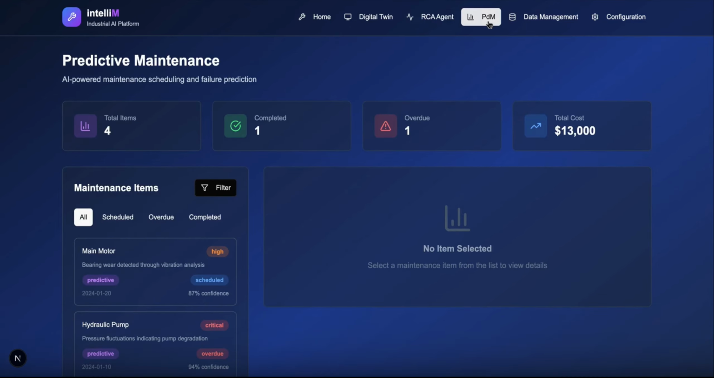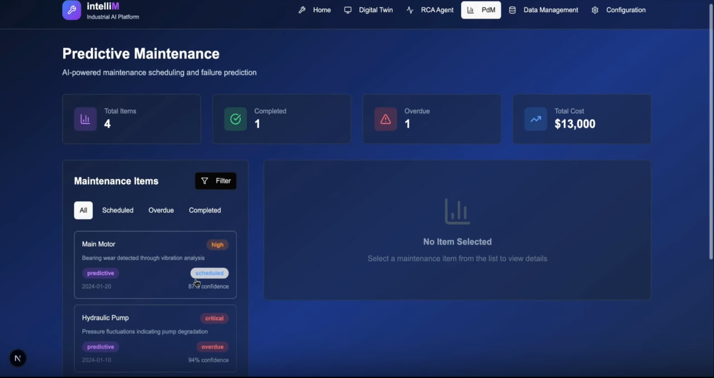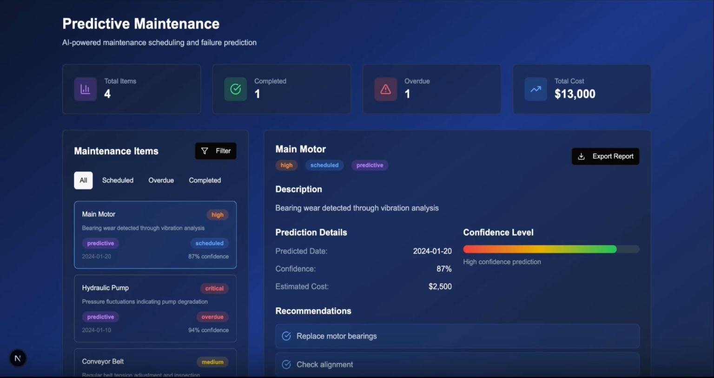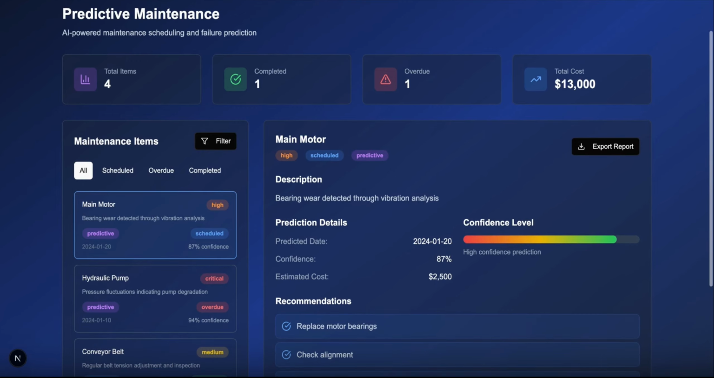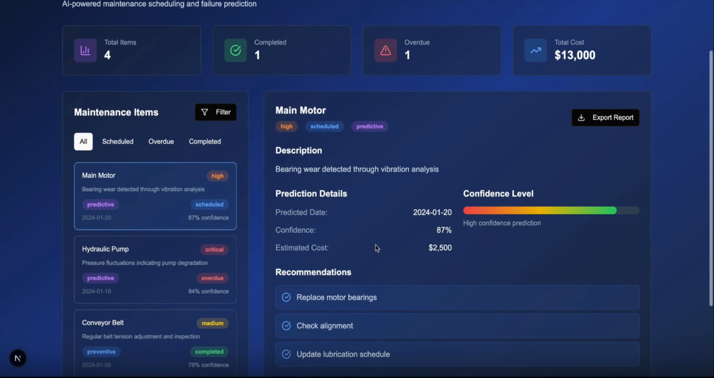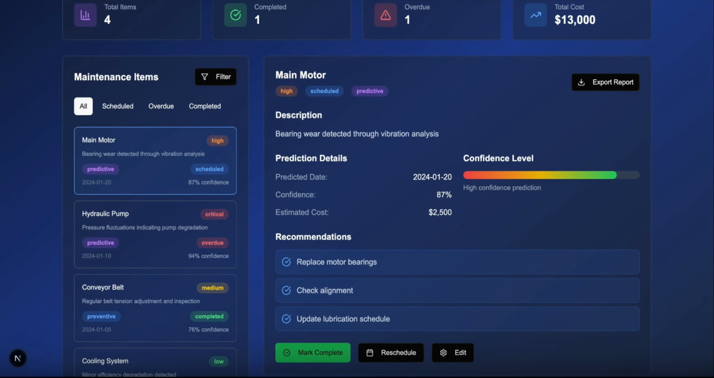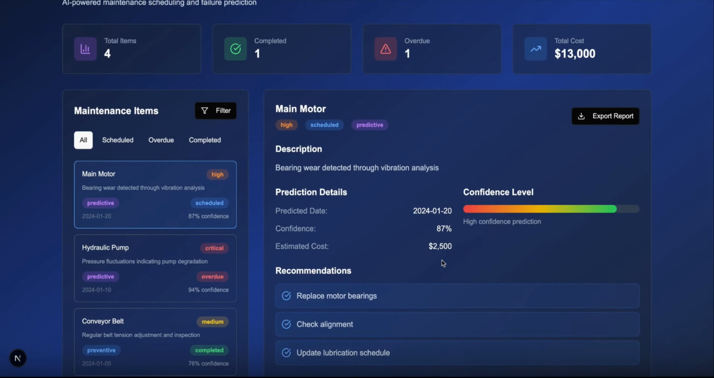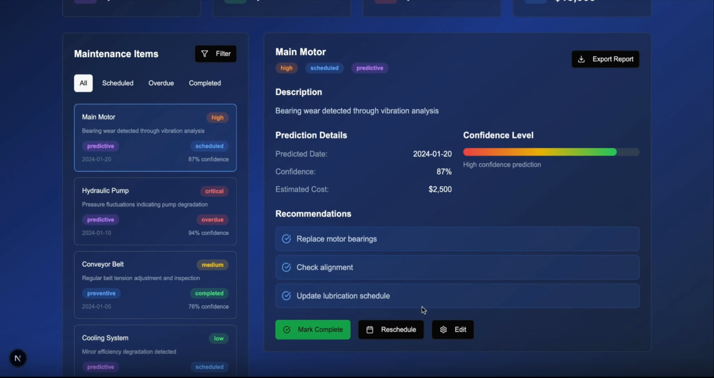And then we have a predictive maintenance feature as well, which looks at different kinds of sensor data from your assets, and then tries to predict the failure of a particular motor or a particular kind of device or an asset that you have. We give some confidence score as well, and also give you an estimate on how much the replacement cost would be, again based on the historical data.